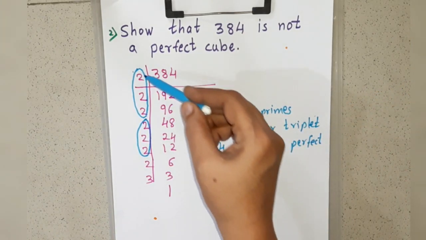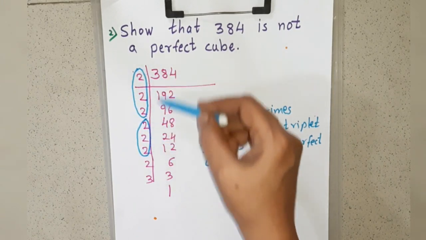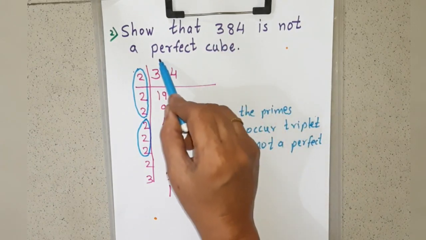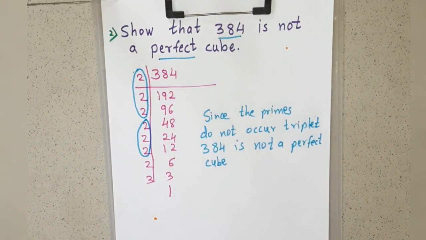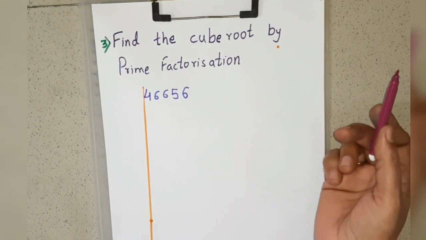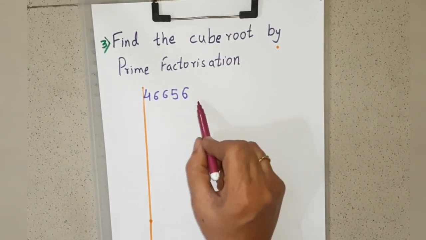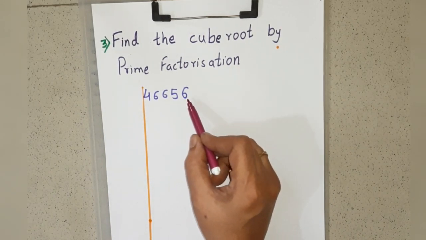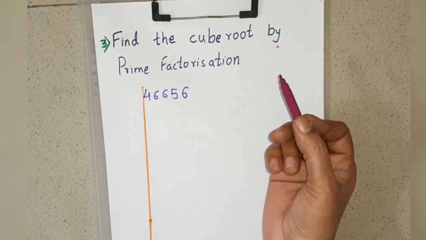To decide whether it is not a perfect cube also, we have to find the prime factorization. So if the primes do not occur in triplets, then we say that the given number is not a perfect cube. Understood? The typical question asked: find the cube root by prime factorization. Or for the same question it can be asked, show that 46,656 is a perfect cube.